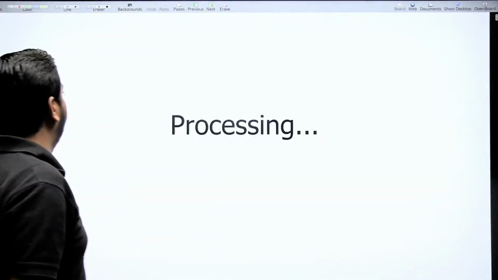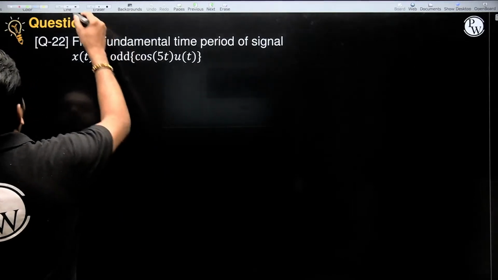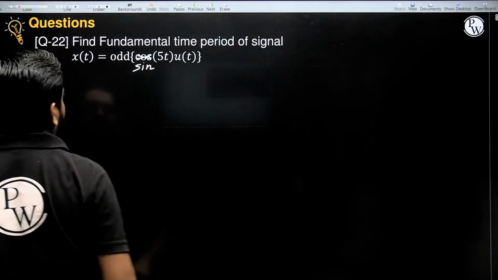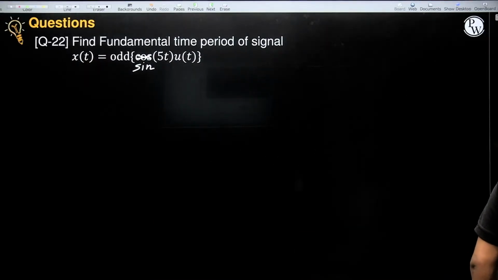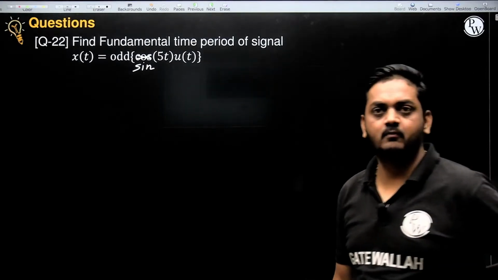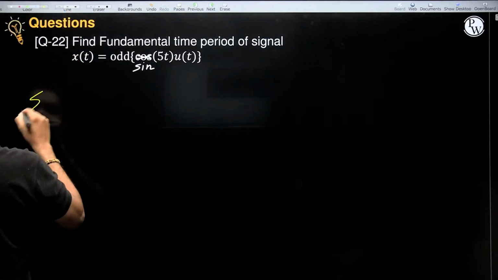In a similar way, tell me. Find the fundamental time period of the signal x of t equal to the odd part of sin 5t u of t, because already we have done cos 5t. Periodic. Okay, very good. Yes, the answer is correct.